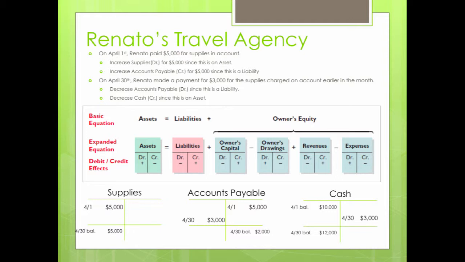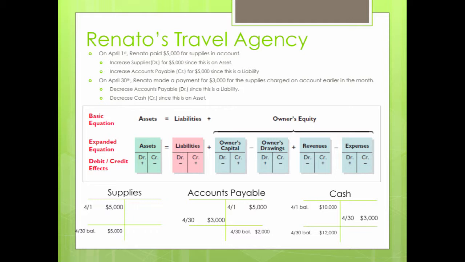Let's use this example here. This is Renato's travel agency. And basically, it's going to bring you back to the homework assignment that you completed for chapter 1. We have a transaction here that says, on April 1st, Renato paid $5,000 for supplies on account.